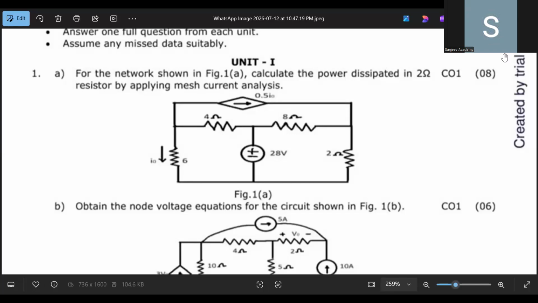So we have to see the power dissipated in the 2 ohm. The 2 ohm is here, right? For that, I'll always assume 3 clockwise mesh currents. Whenever nothing is given, always assume clockwise mesh currents. So one here, I1, this one I'll take as I2, and the last one I'll take as I3. So I1, I2, and I3.